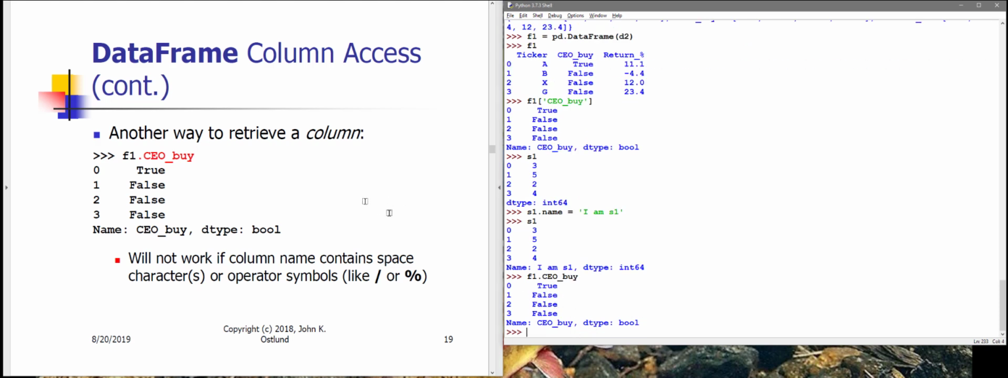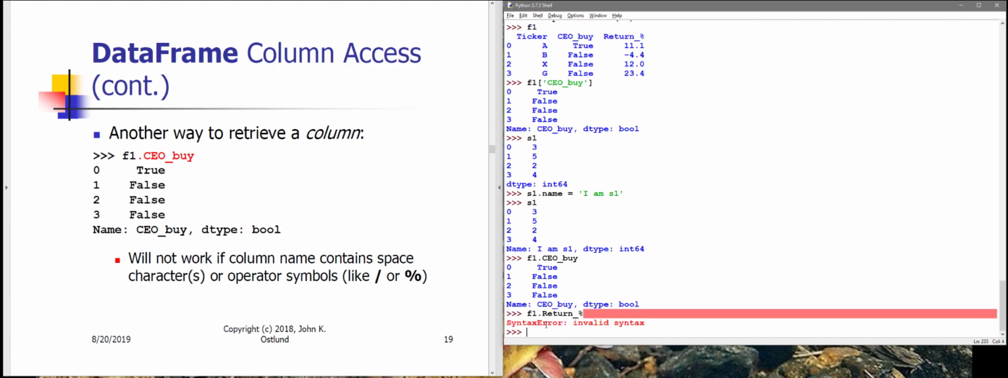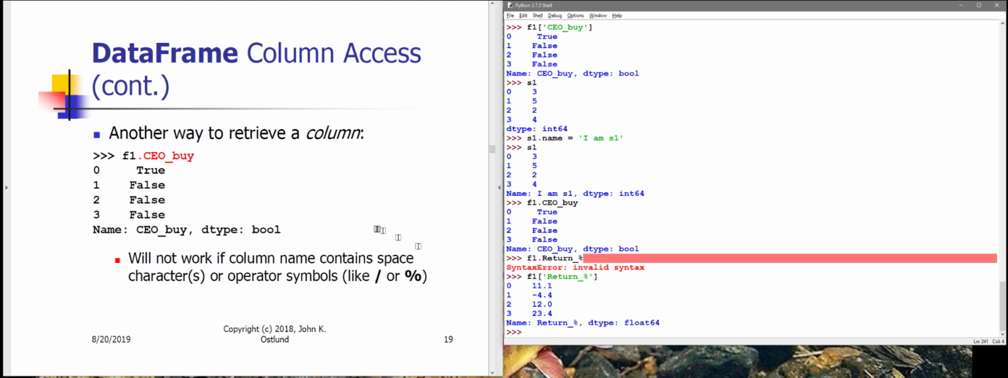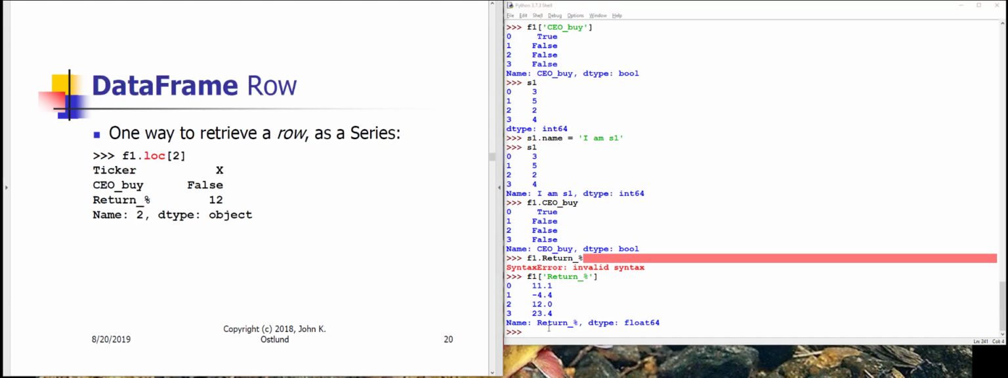Now, this will not work for return percent because of the percent symbol, which is the mathematical modulus operator. If I attempt to say f1 dot return percent, I'm going to get yelled at. In this case, I do have to use the subscript notation with the square brackets and specify my column name as a string in quotes. Okay. So that's how we retrieve a column.